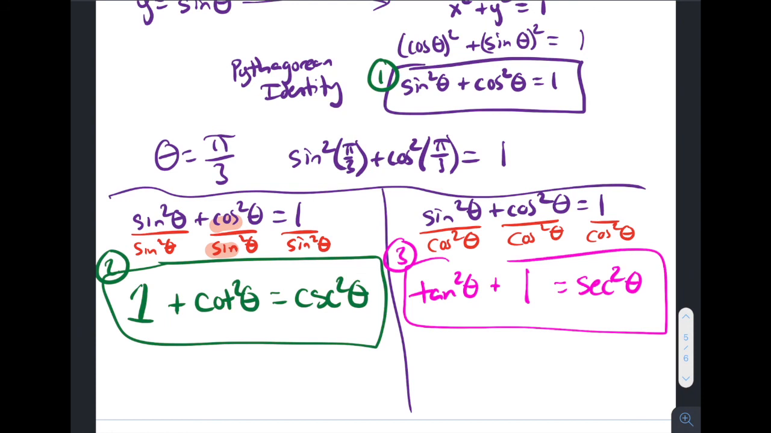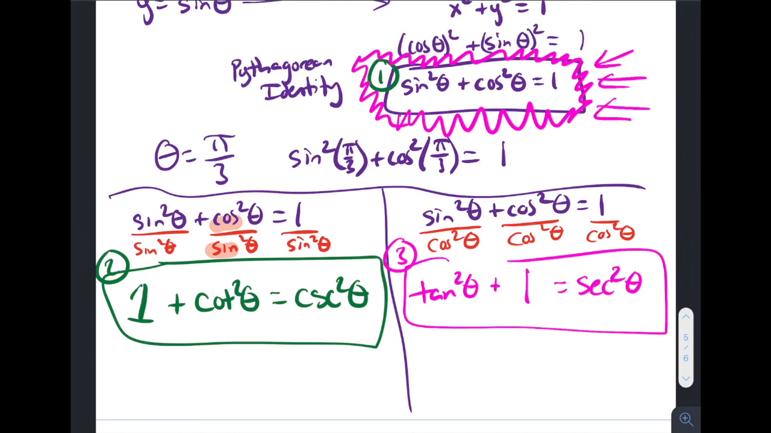Honestly, the most common one that comes up is this first one. I almost never see the other two, but they're useful just because they do occasionally come up. This is the one that we should definitely know and be thinking about. If I see a sine squared and a cosine squared in a problem, I'm thinking about the Pythagorean identity all the way.